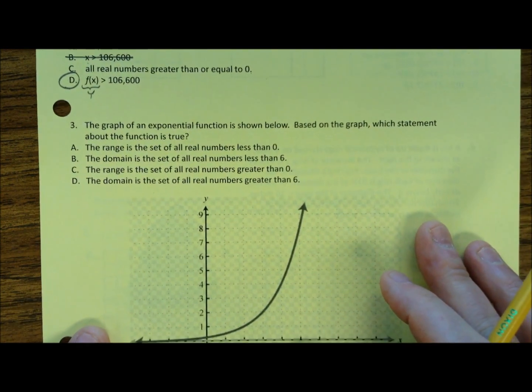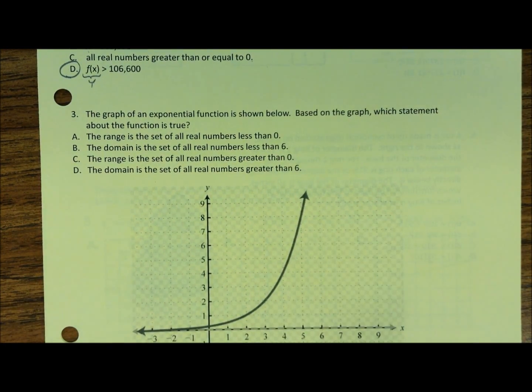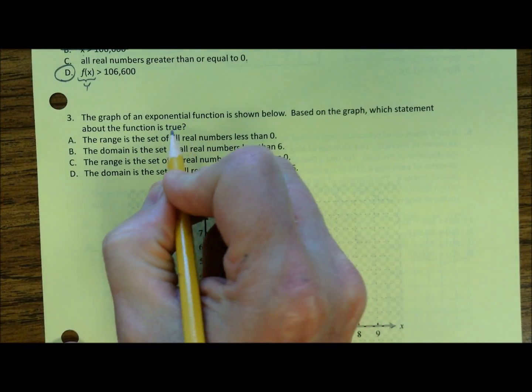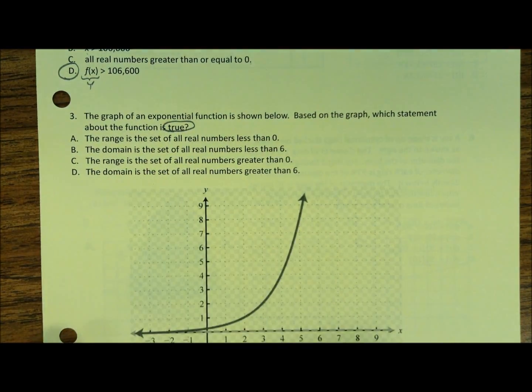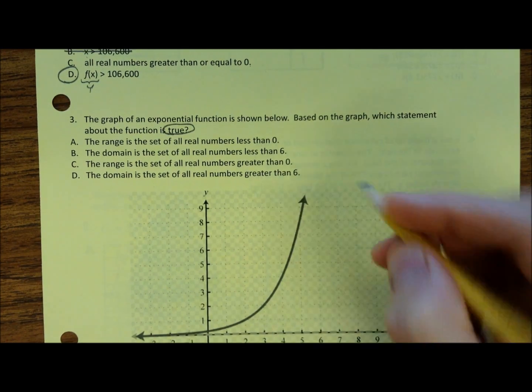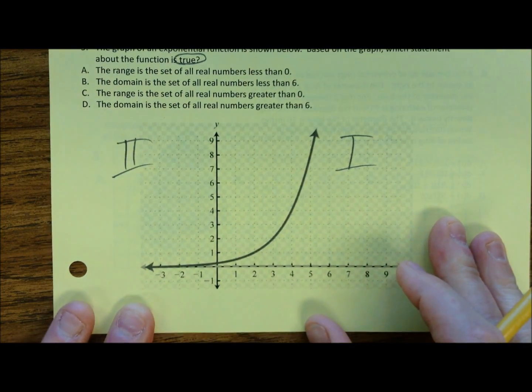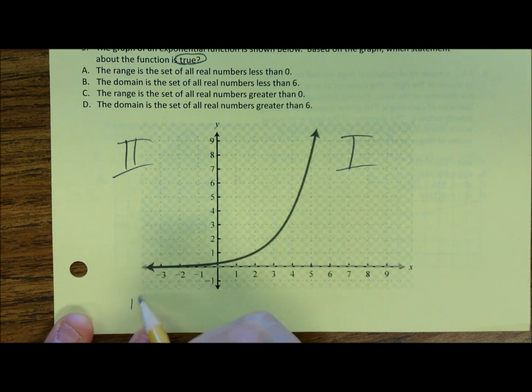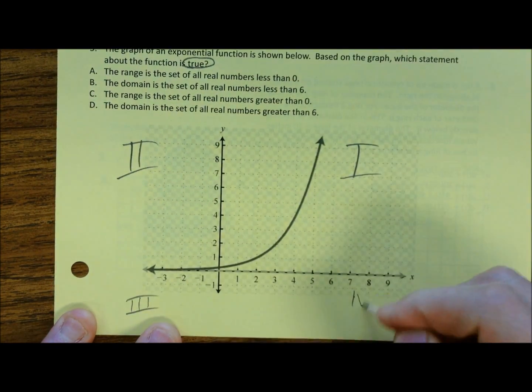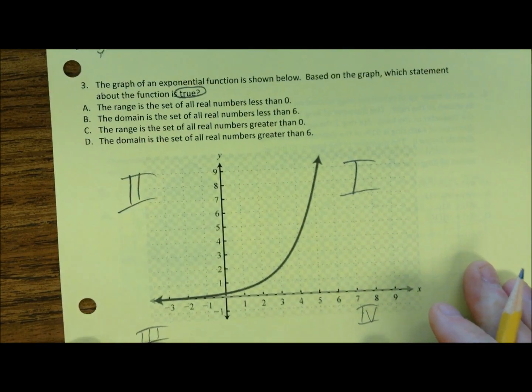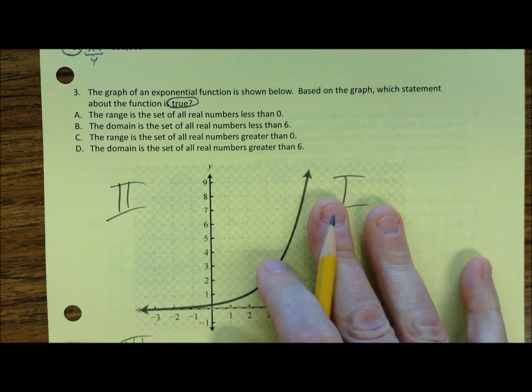Number 3, based on this graph, which one is true? So we're drawing lots of conclusions here. So as we take a look at this graph, is happening in quadrants 1 and 2. Quadrants 3 and 4 are down here. So let's keep that in mind as we look at these answer choices.